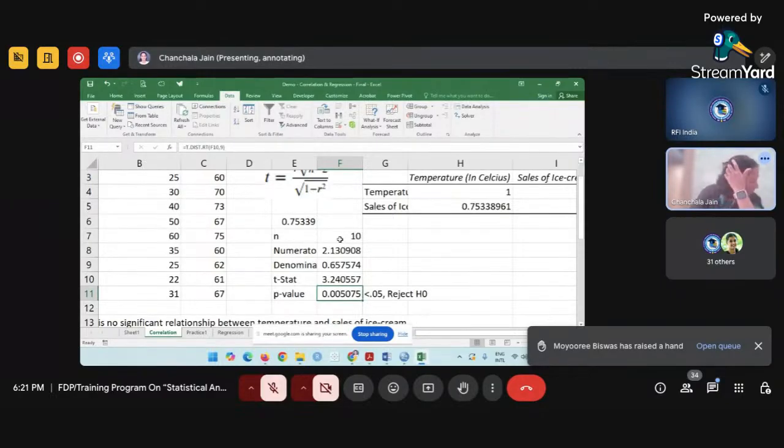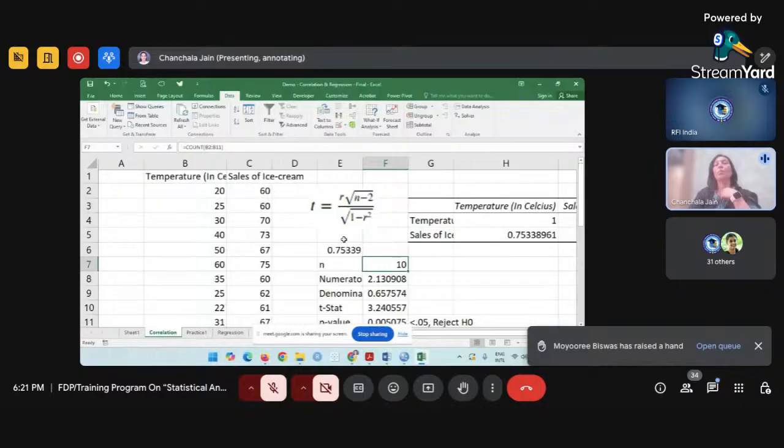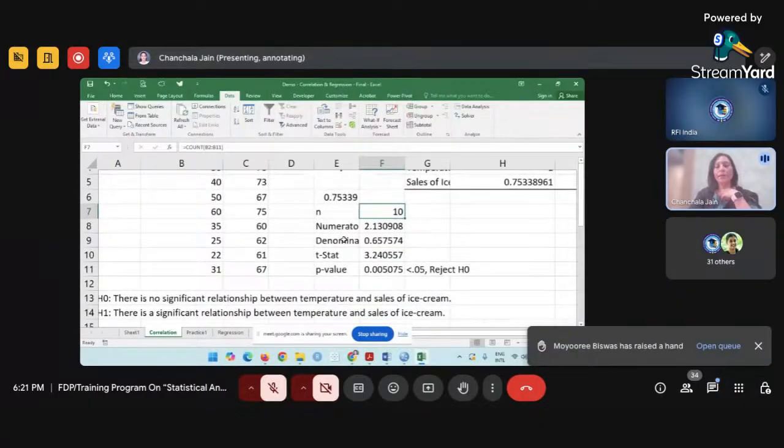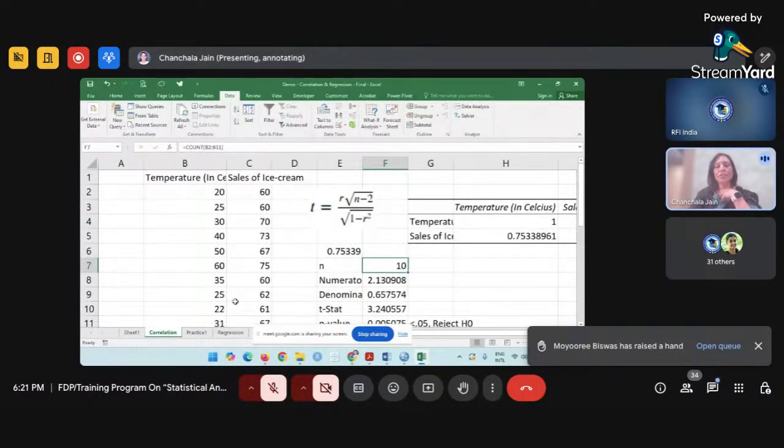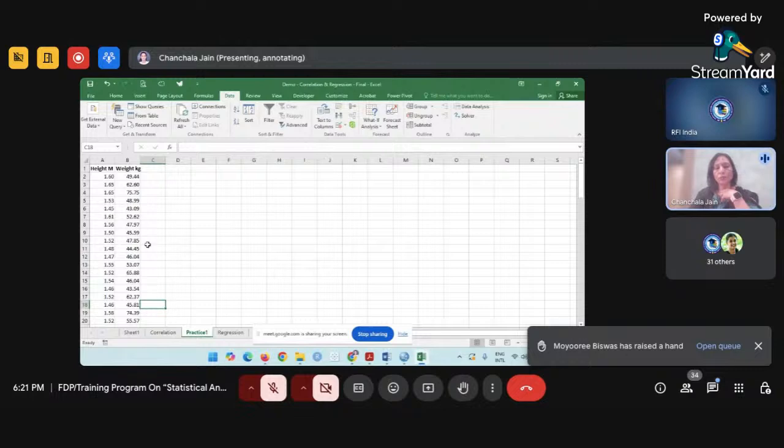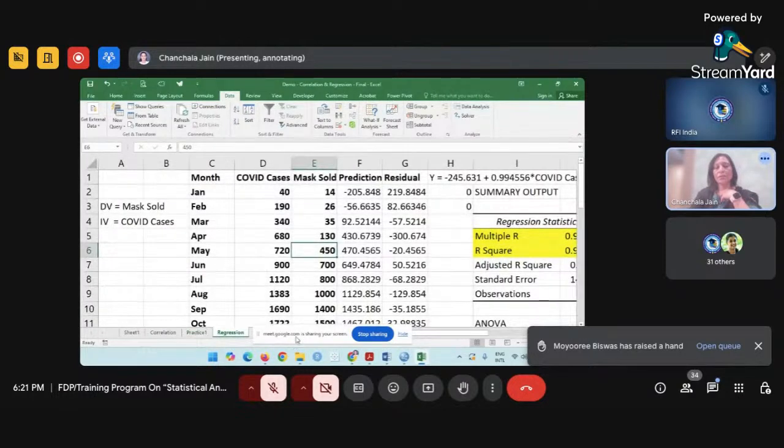Is it okay? Yes, ma'am. So I think it is done. It is very simple to perform correlation using Excel. We did it. Now, the next sheet is for practice purposes that you can use. Now I'll open the next sheet, named regression. Shall I proceed?